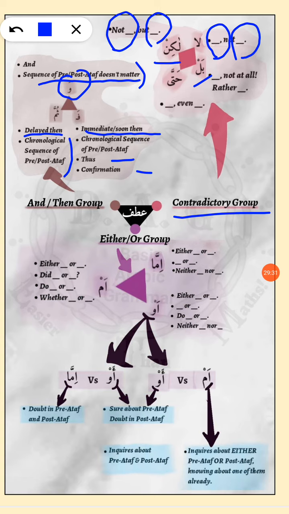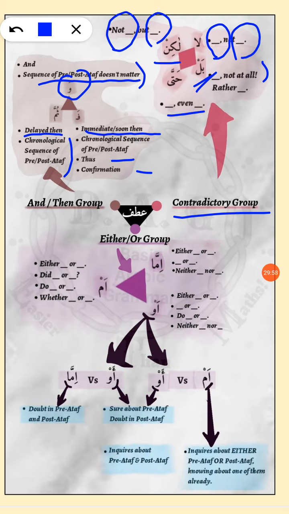So first of all, of course, you're going to mention the wrong information, and then you're going to negate it by saying not at all, rather this happened. Okay, this is how you're going to interpret the usage of bal. Hatta means even. Okay, so even. There are many sentences. So now you know what the concept is. Form a sentence with this hatta.